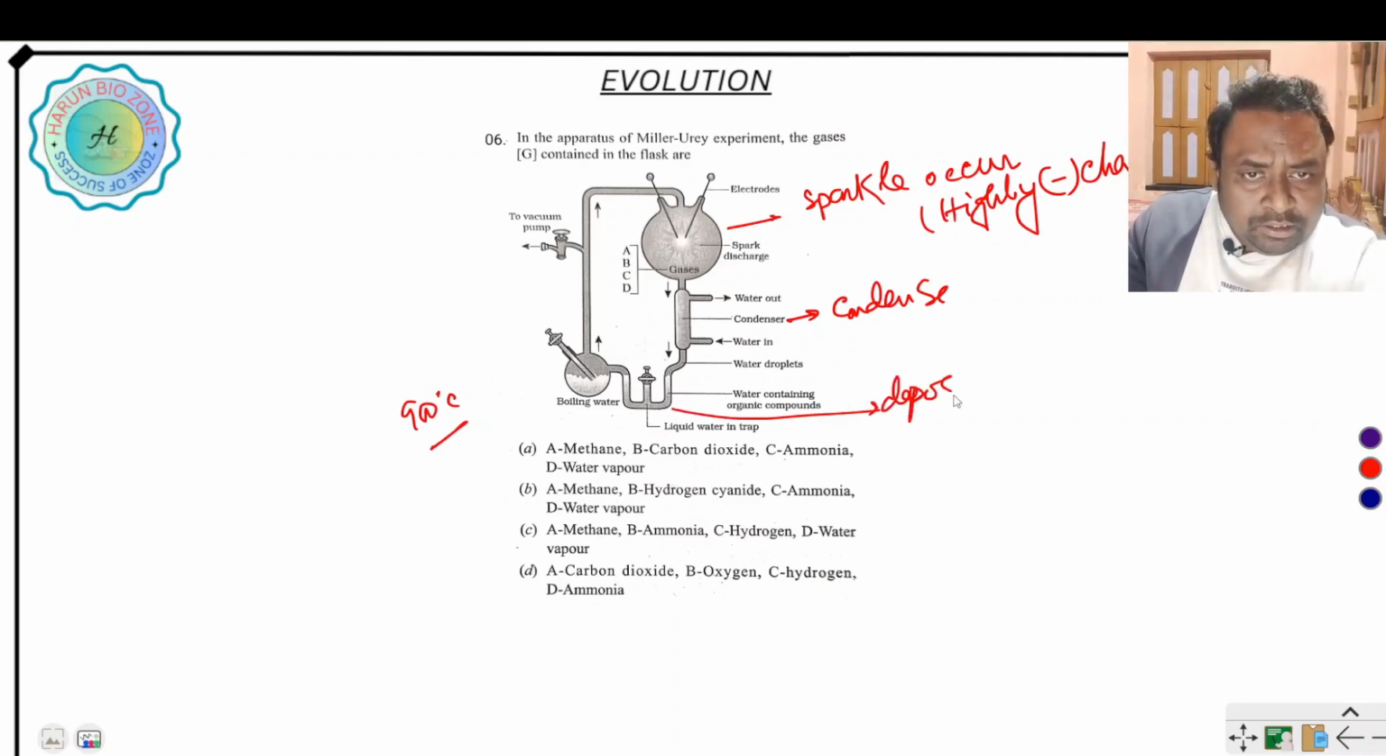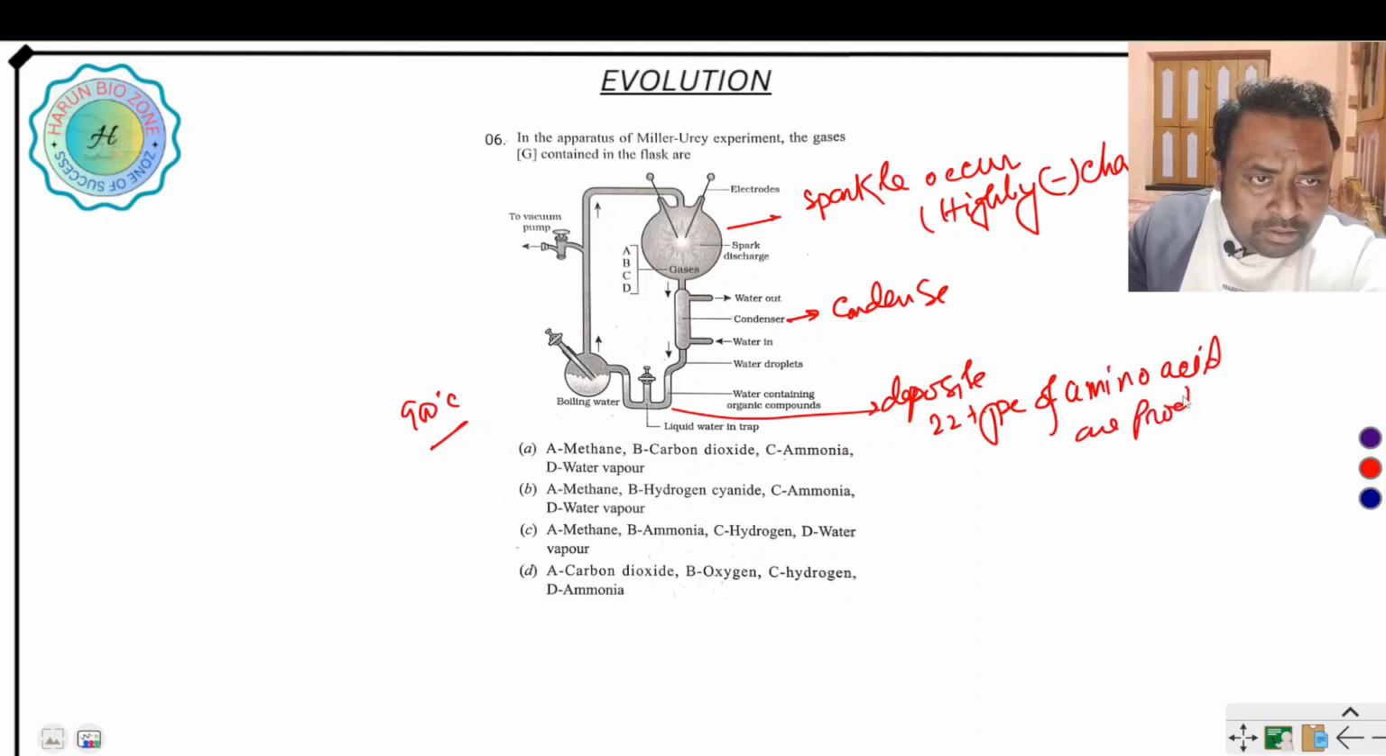Here 22 types of amino acids are produced. Methane, ammonia, hydrogen and water vapor are present in the ratio of 2:2:1.